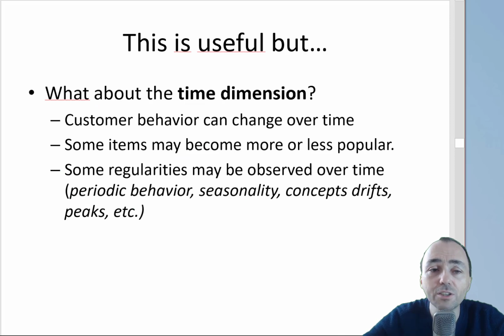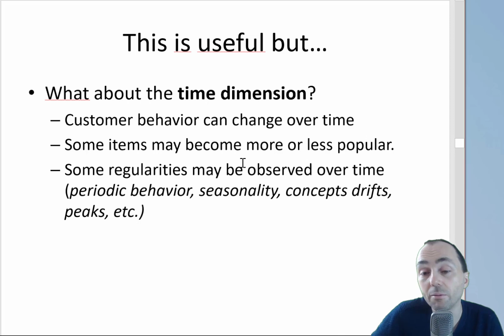So all of this is useful, but what about the time dimension? In the previous example, as you can observe, there is no time. We don't care about the time. But time in real life is important. Maybe the customer behavior can change over time, or the behavior of some system. Some items may become more or less popular, and there might be some other regularities in the data that we can observe over time. So let me show you some extensions if we want to add the time to this.